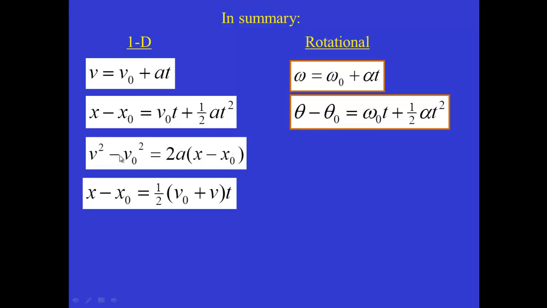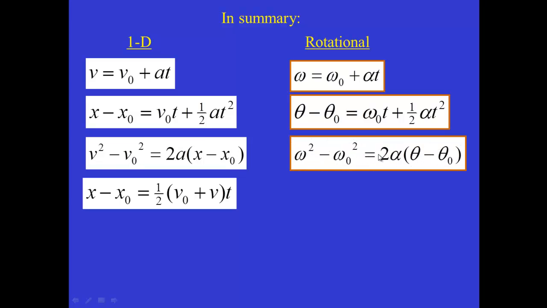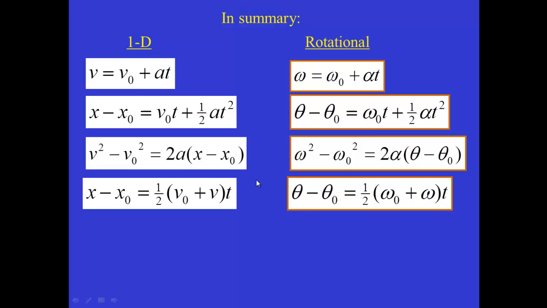One more time. What do we have here? v squared minus v0 squared. That's going to be omega squared minus omega 0 squared. And then on the right-hand side, 2 alpha times theta minus theta 0. And we could call this delta theta if we wanted to simplify it a little bit. And finally, this equation, which we don't use too often, but it has a rotational analog as well. Theta minus theta 0 is half omega 0 plus omega times t. So the equations on the right-hand side now, in the red boxes, are our new tools for studying rotational motion with constant acceleration.